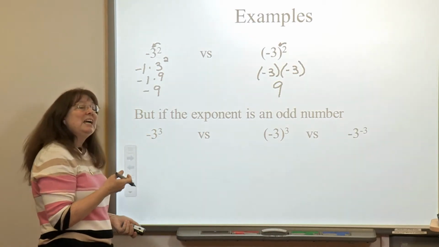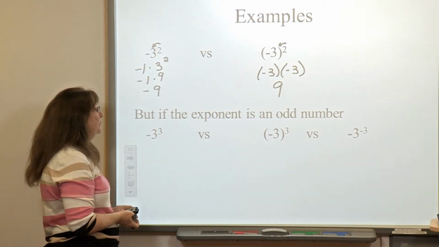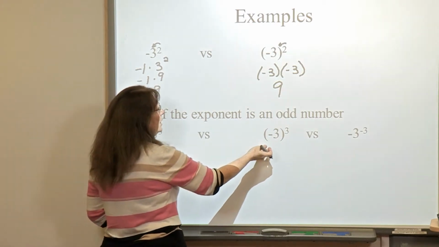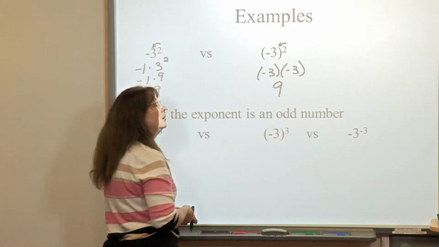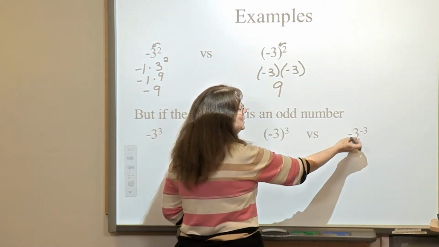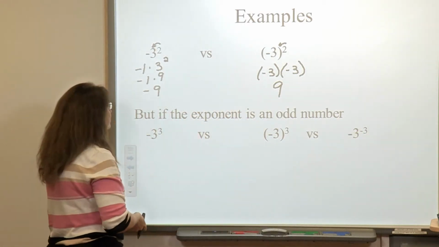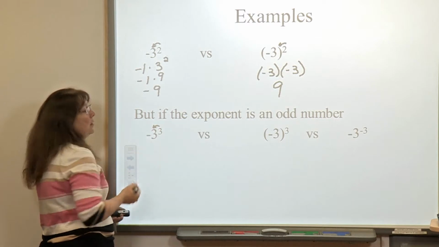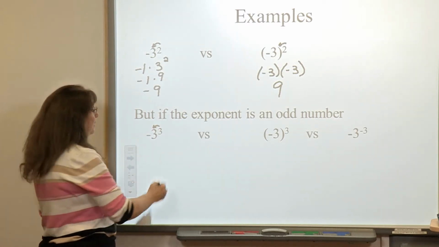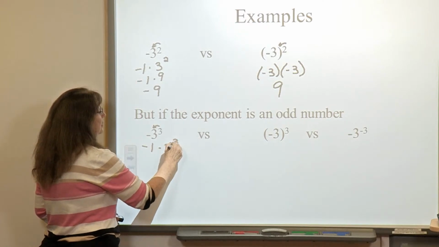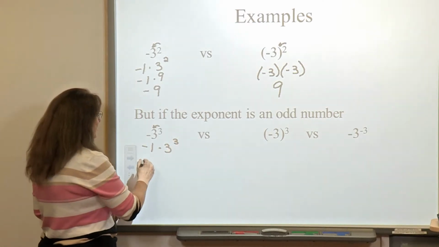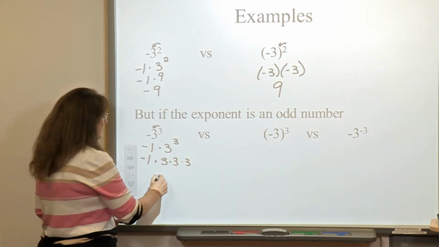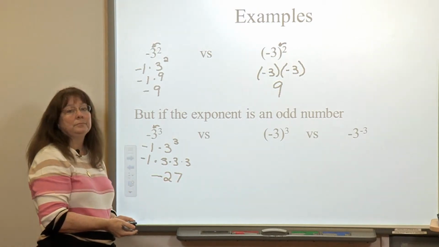If the exponent is an odd number, things might be a little different. I can do the same idea with negative 3 cubed and compare it with that quantity negative 3 cubed. I also want to show you what happens if you have negative 3 with a negative exponent. So here again, we're working with negative 3 to the third power. The 3 is only on the 3. The negative is outside of it. So you can think of it as negative 1 times 3 cubed. 3 cubed will give me 3 times 3 times 3. So for this example, I end up with negative 27.